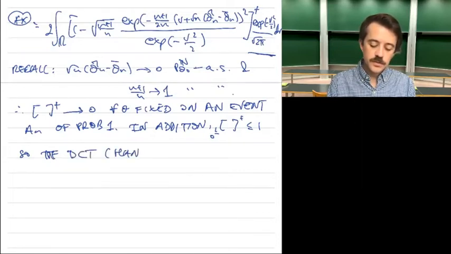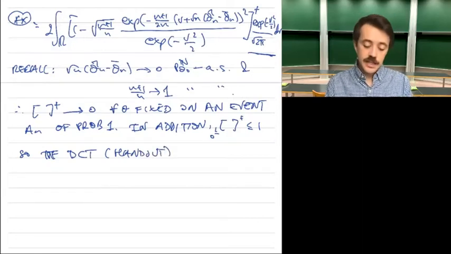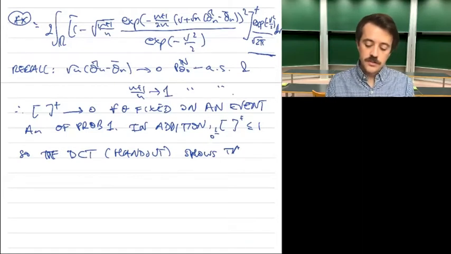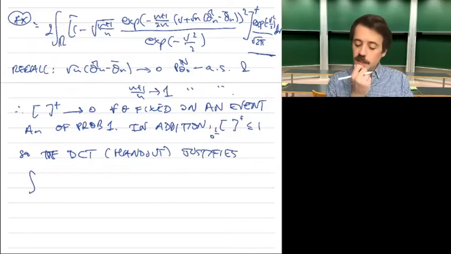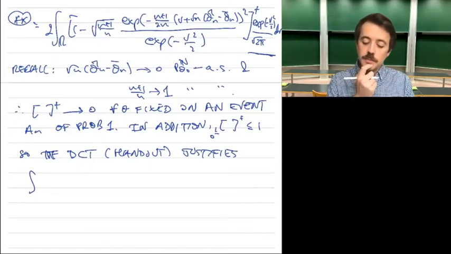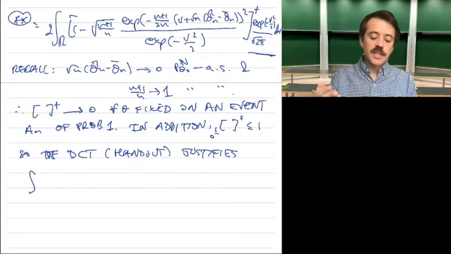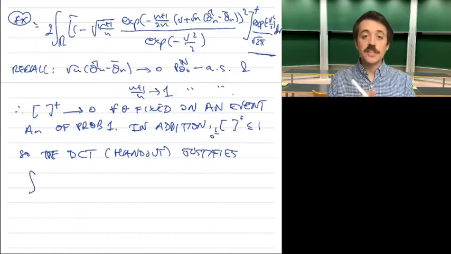which is in the handout, implies, or justifies, that... do we need something else? Well, let's say justifies that. I'm a bit worried about phrasing it in this way simply because what I want to say here, of course, is that this guy tends to 0. The whole integral tends to 0.